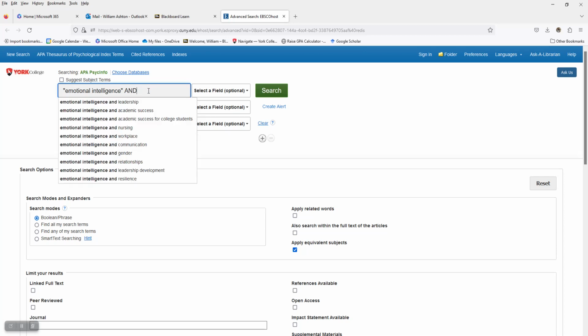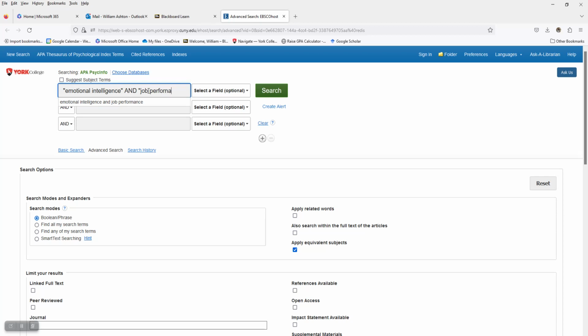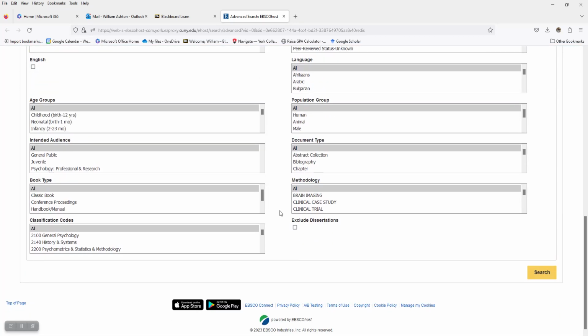Then what else should I put? I should put "and," so I'm looking for articles that have emotional intelligence and job performance, because that's the correlation we're looking at. Finally, this assignment requires meta-analyses. So I'm going to go down to methodology here and choose meta-analysis and click OK.